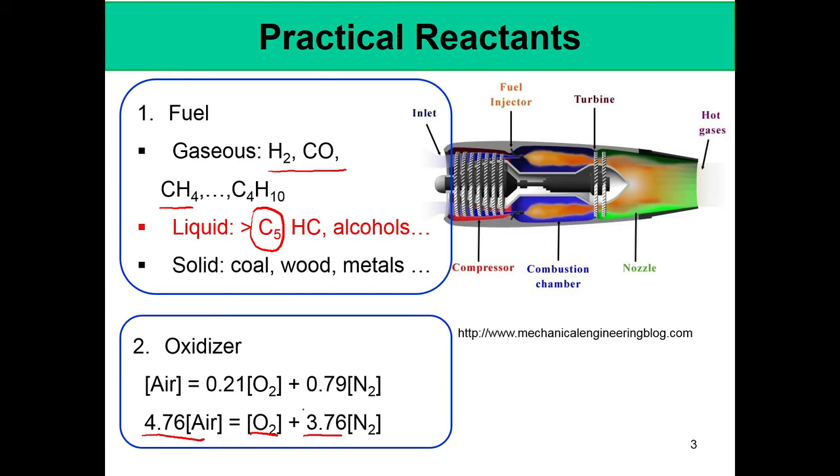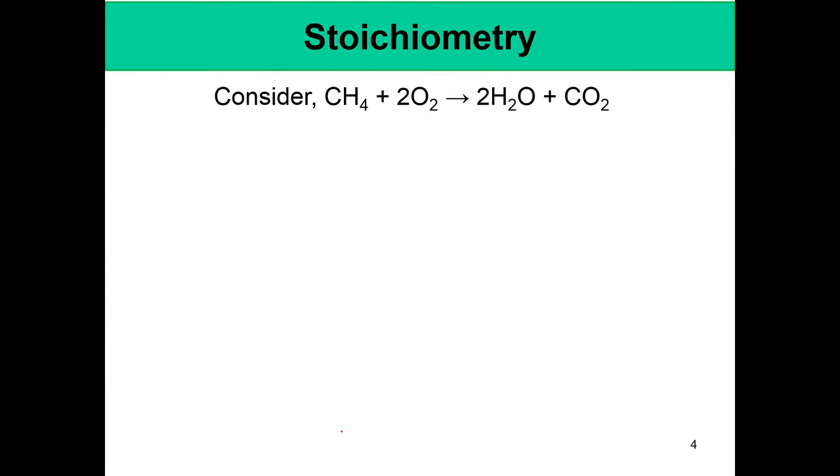Now, please note this number 3.76, it essentially comes from dividing 0.79 by 0.21. We will use this number very often, because the title of this course is essentially combustion and air breathing engines. So, we will only deal with hydrocarbon burning in air. So, we will frequently encounter this number of 3.76 moles of nitrogen.